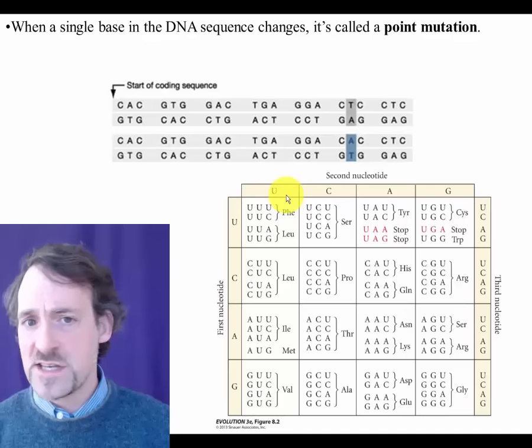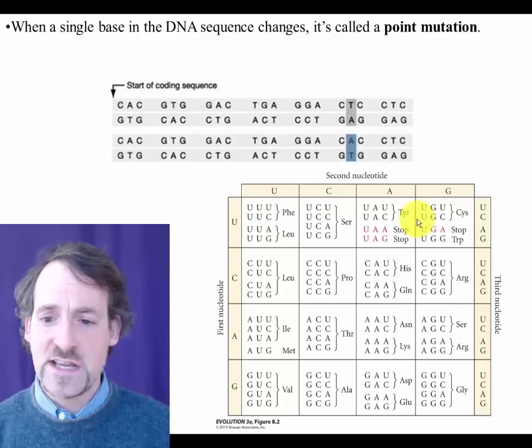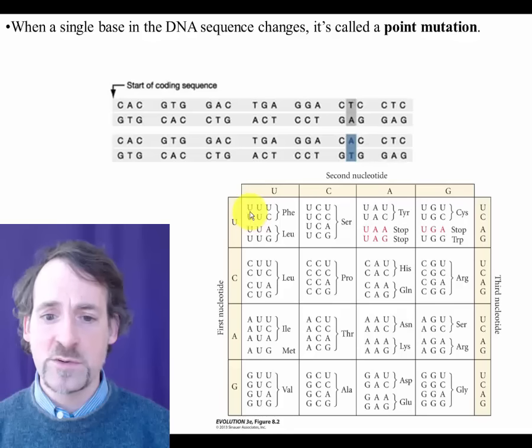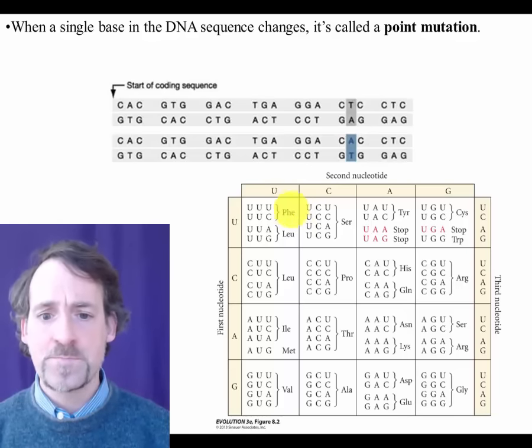Uracil is present instead of thymine in RNA, so that's why you see a U instead of a T in this table. For example, what a ribosome does is, when it receives the RNA sequence uracil, uracil, uracil, it attaches a phenylalanine amino acid residue to the protein that it's building.